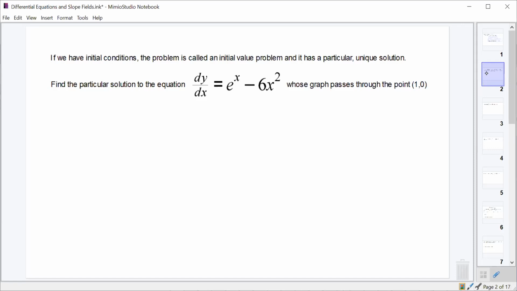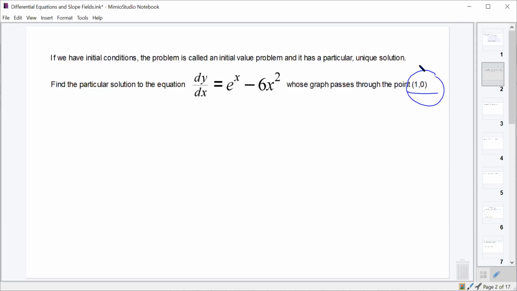So we're going to take a differential equation like this one, dy dx equals e to the x minus 6x squared. And we're going to say, we need the solution to this differential equation to pass through the point 1, 0. Okay? We're going to find the particular solution, that one unique solution that has this as its derivative that goes through this point. Does that make sense what we're doing? Hopefully that's very clear. If not, please tell me how unclear it is and I will try to help you. It is clear. Oh, wonderful.